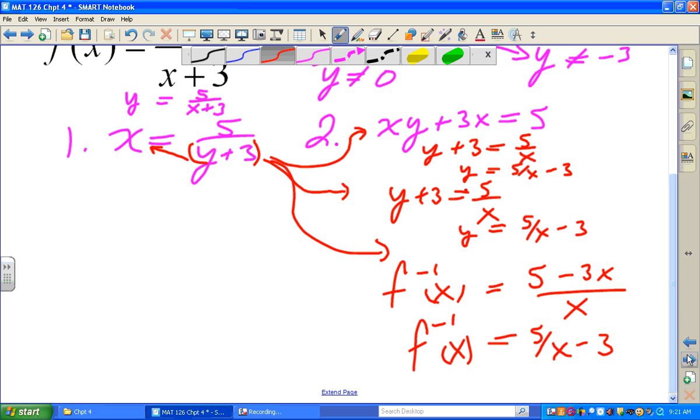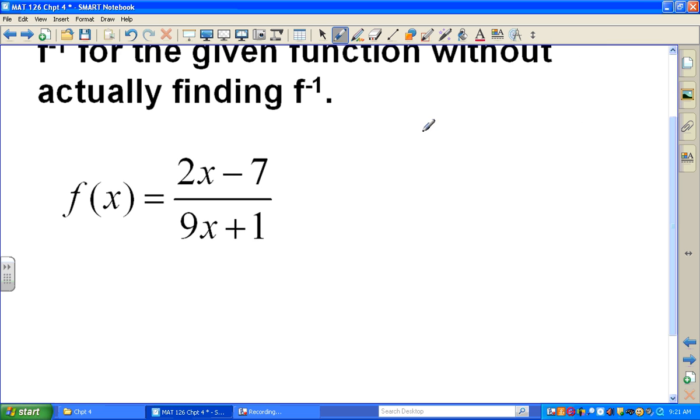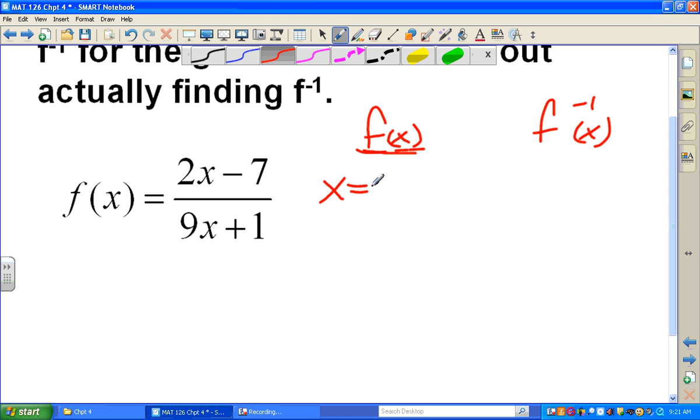All right, that was good. See, that's getting the most out of every problem. For this one, we won't get the most out of every problem. Why? Well, because I just want to find the domain and the range. What is the domain on the first go around? X cannot equal what? X cannot equal negative 1/9. Oh, that means what about the range then? Y cannot equal negative 1/9.